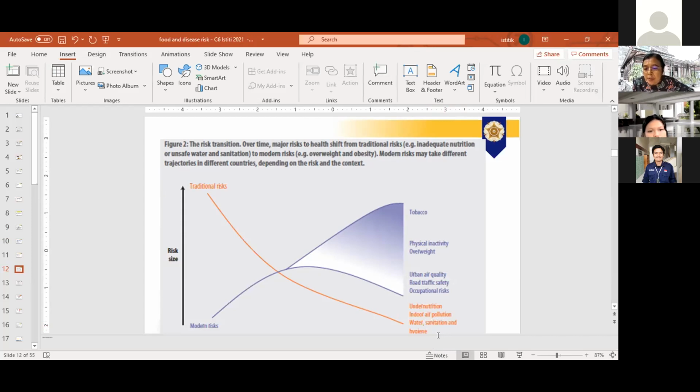This one, indoor air pollution, water sanitation and hygiene, are actually the traditional risks. But the modern risks here: physical inactivity. The first is tobacco. We already mentioned 60% of men use tobacco. Yes. Physical inactivity, overweight, urban air quality, road traffic safety, and occupational risks. Risk factors shift over time from traditional to modern.